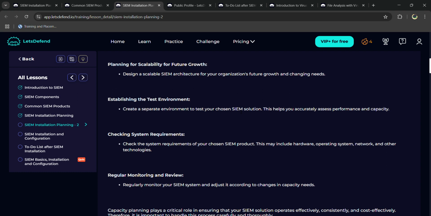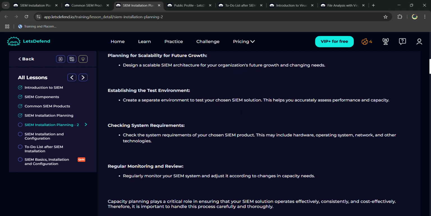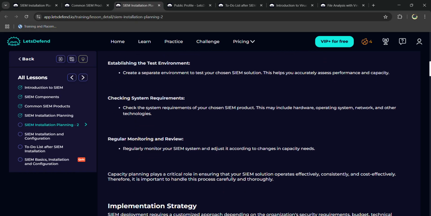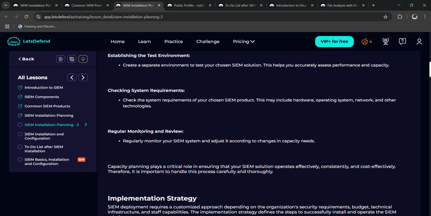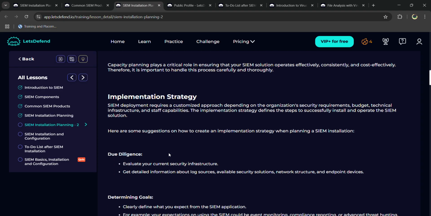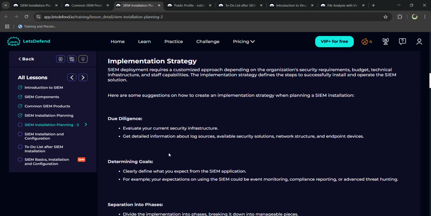Next is planning for scalability for future growth. Design a scalable SIM architecture. Then is establishing the test environment. So create a separate environment to test your chosen SIM solution. Then check the system requirements. Regularly monitor for reviews.